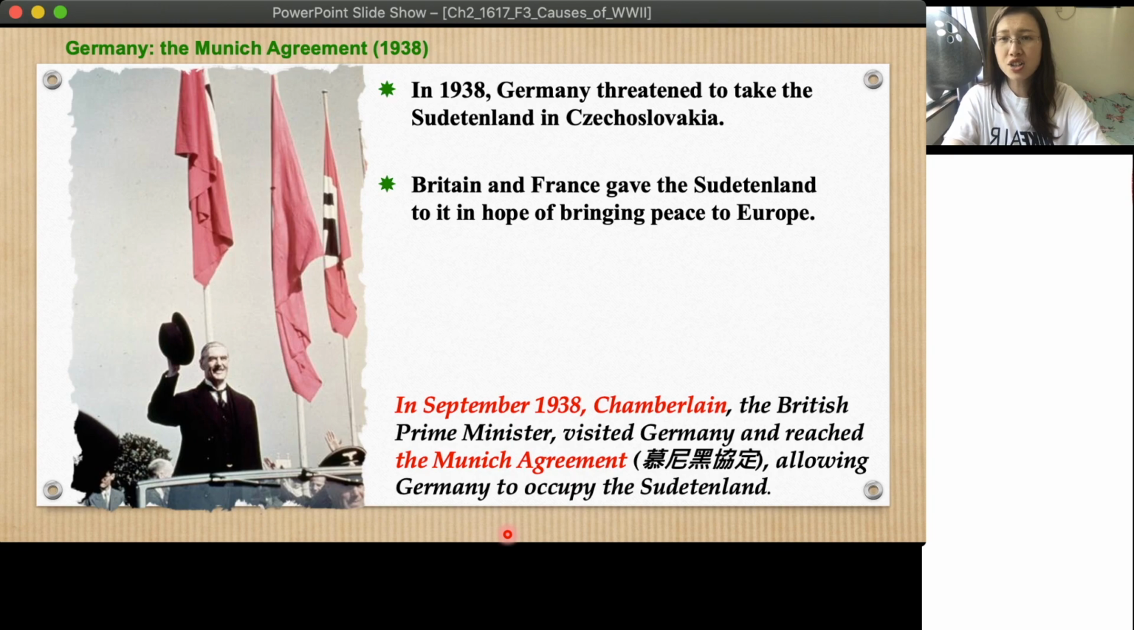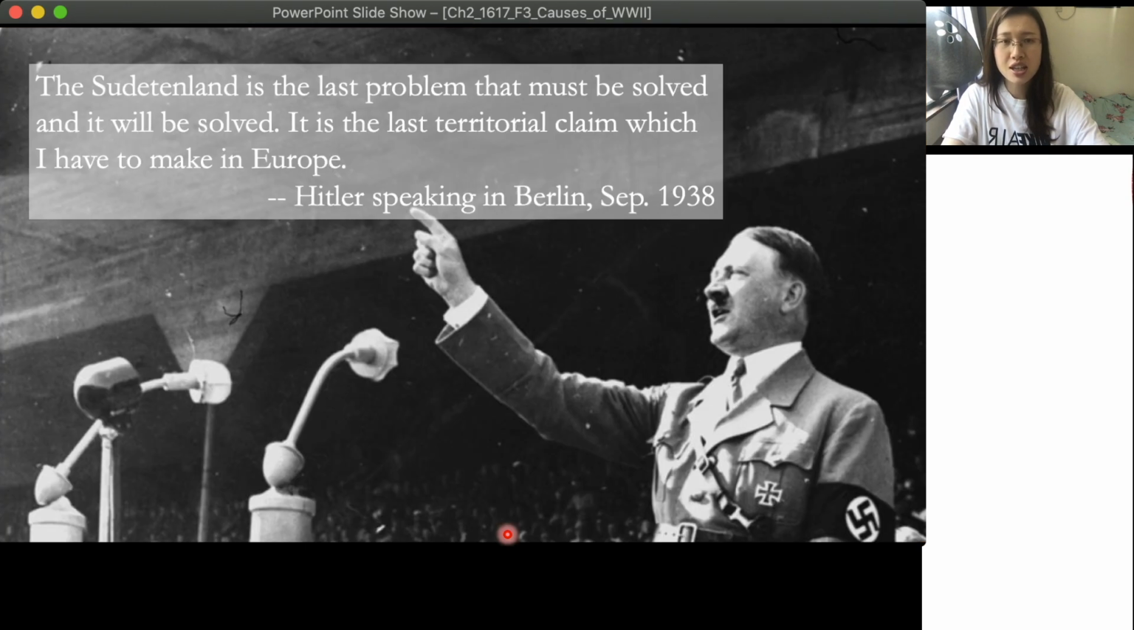But you have to see, actually, in the conference, Hitler brought up a very promising speech. He said that the Sudetenland is the last problem that must be solved, and it will be solved. Since the Germans live in Sudetenland, it is the last territory claim which I have to make in Europe. So what he's trying to say is, if you let me have Sudetenland, I won't take another place, since it's the last territory claim which I have to make in Europe, right?